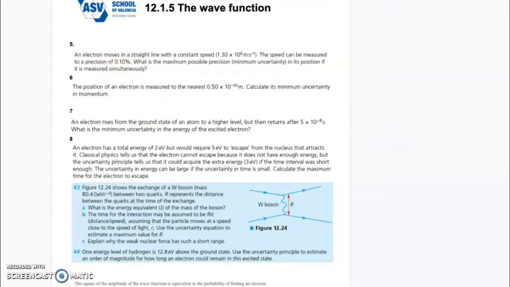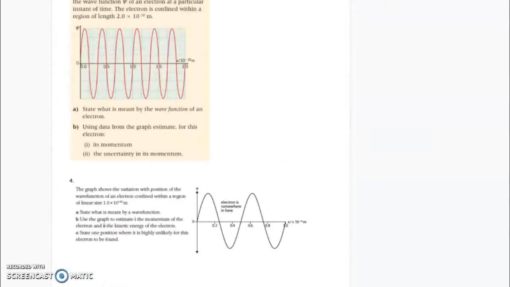Or even better, if you have an electron in a box, for example here, the graph shows a variation with position of a wave function of an electron confined in a region of linear size 1 times 10 to the minus 10. The uncertainty in position would be all of this because it's confined. It's somewhere in there, but we don't know where. So that would be the uncertainty in position.